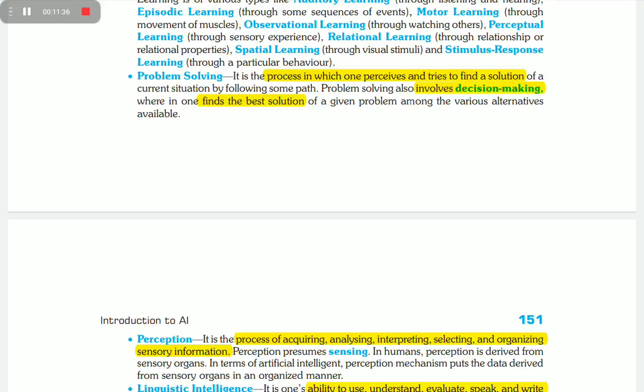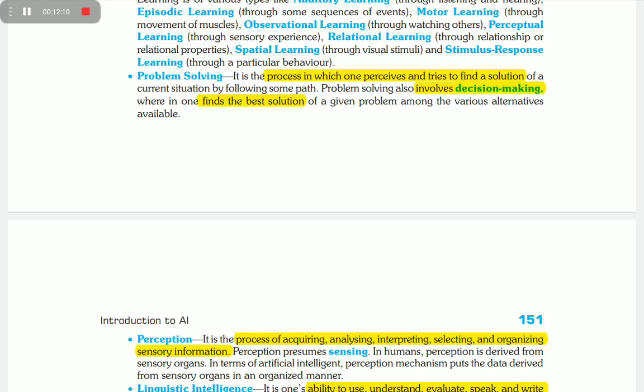Now problem solving. It is the process in which one perceives and tries to find a solution to the current situation by following some paths. Like the current situation is coronavirus going on, so they are trying to find a solution, to find the vaccine basically, by following some paths like some safety measures etc.